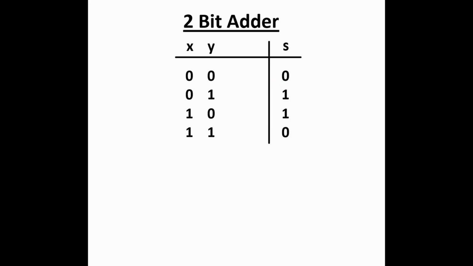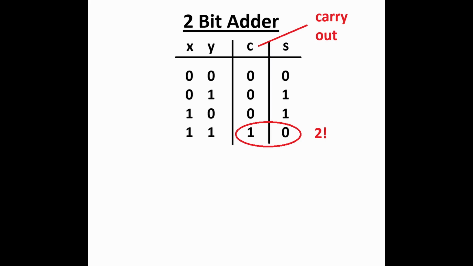But we have a problem if both inputs are 1, since 1 plus 1 is 2, which is too large to store in one bit. Recall, the binary representation for the number 2 is 1, 0. In this case, we actually need to include one extra output called carry out to our bit adder to capture that extra digit.